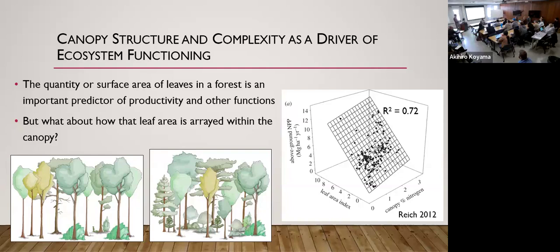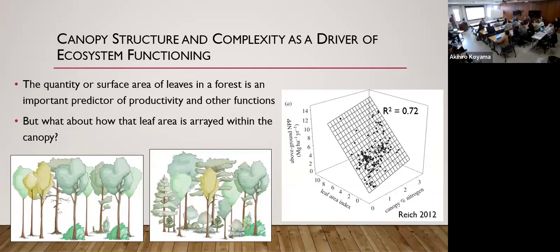So Peter Reich had this graph in one of his papers that basically shows leaf area index explaining up to 70% of the variation among forests in productivity. And there's lots of other studies out there that have similar findings. But what about that other 30-ish%? What's driving the rest of that variation?